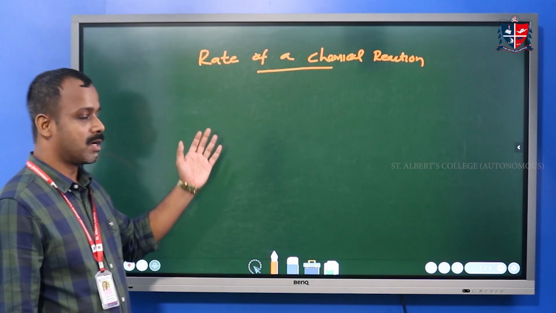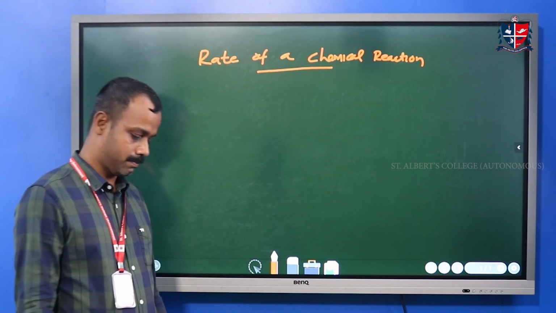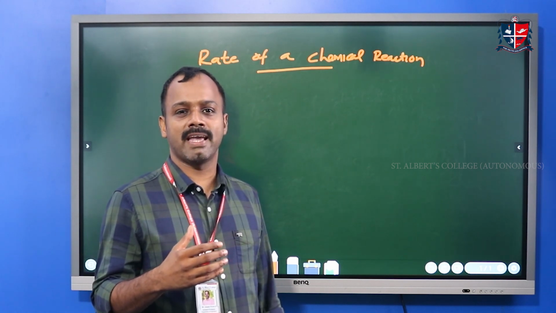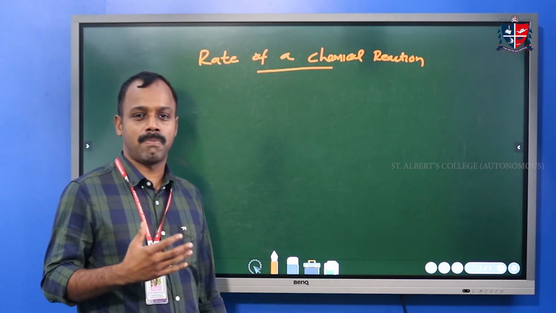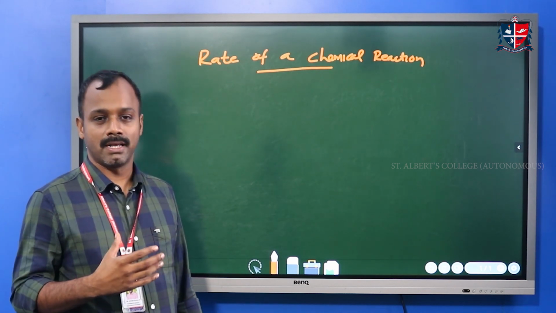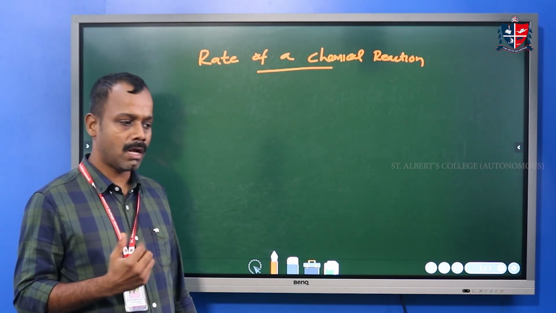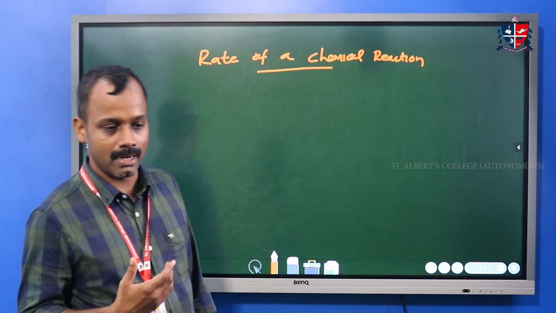Today we are going to discuss the rate of a chemical reaction. Before going into that, we will discuss what chemical kinetics is. Chemical kinetics is a branch of chemistry which deals with the study of reaction rate and its mechanism. Now the question is, what is meant by the rate of a chemical reaction?